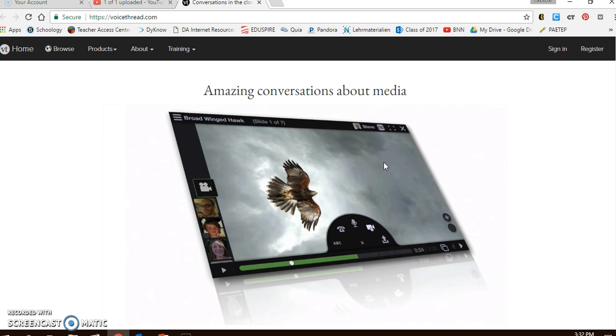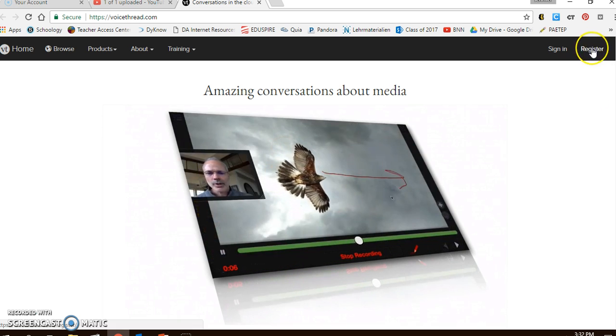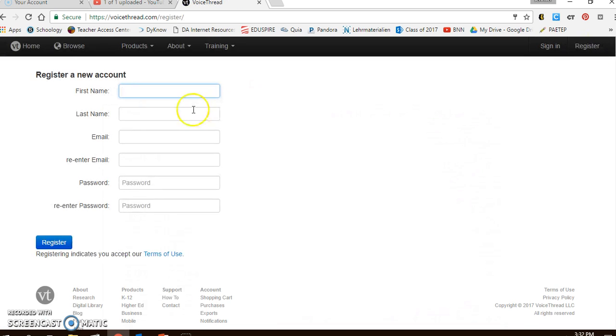And it is free to use. It's free for students to make accounts. It's also free for teachers. There are a couple of options though.